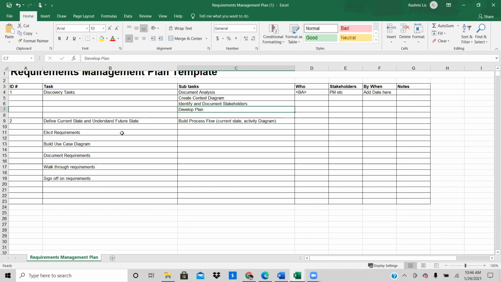Not going to get too much into details here, but I'm going to pause here to see, does anyone have any questions?